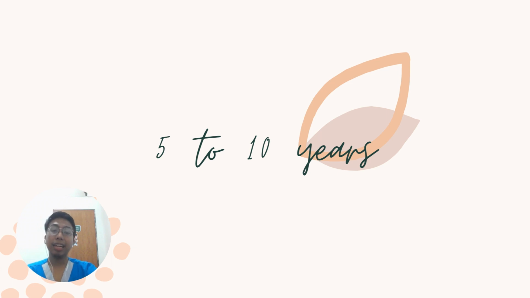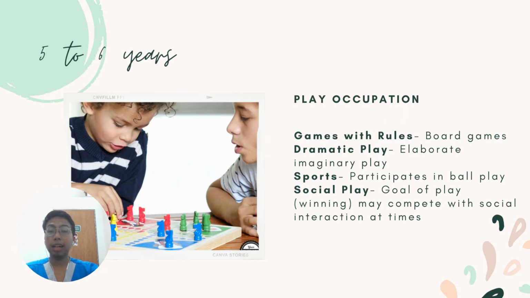And then the next will be 5 to 10 years, which is very interesting because there's also a leap of changes of development in terms of child occupation. Let's start with 5 to 6 years, where we can see that for games with rules, they have become more interested in board games such as Monopoly, Dominoes, and chess, for example.